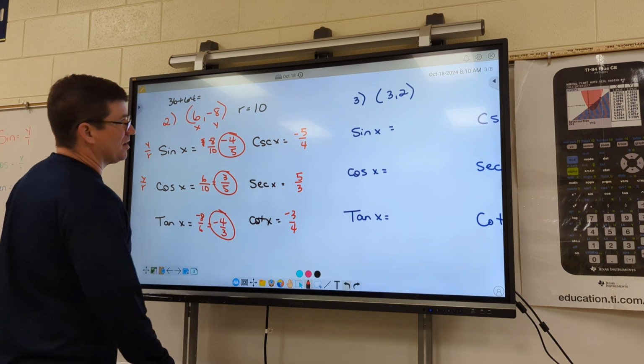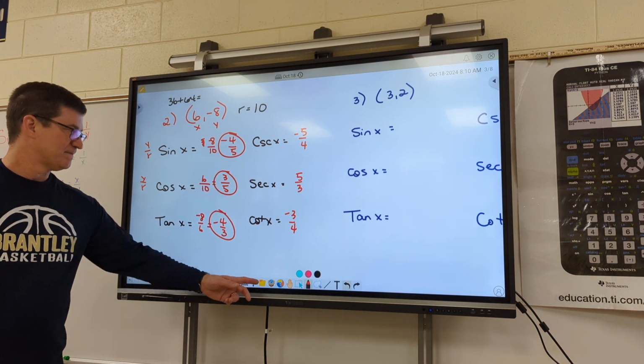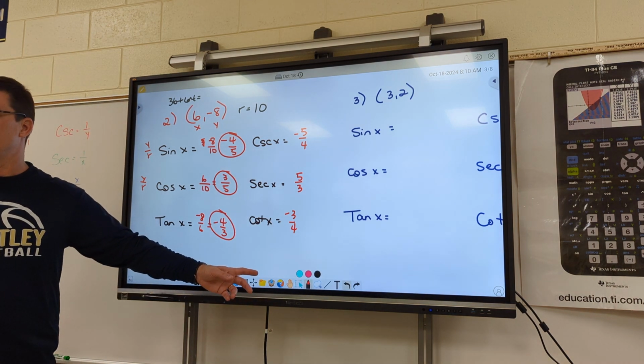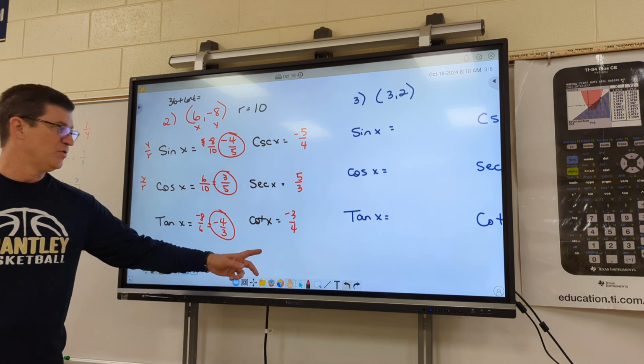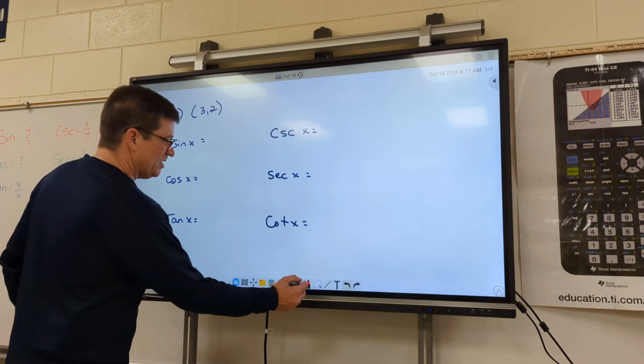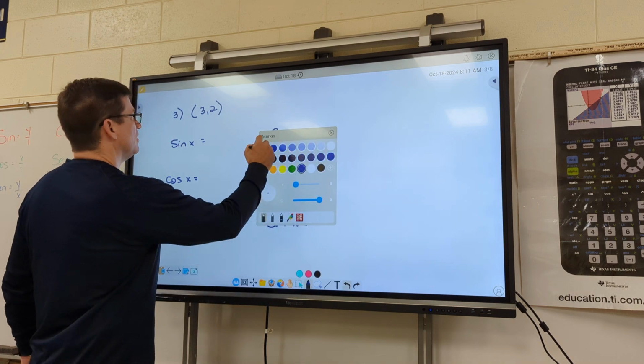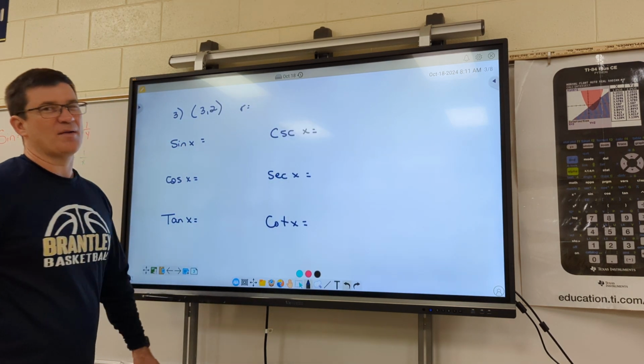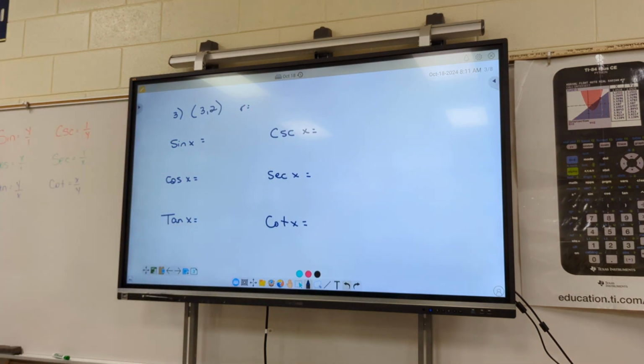All right, y'all can do 3 by yourself. Anybody got a question here before I go to 3? All right, I'm moving on to 3. You guys find the r, at least find the r by yourself on this one. Find the radius. It's probably going to have a square root on this one. So this is where we're probably going to have to use our calculator a little bit.